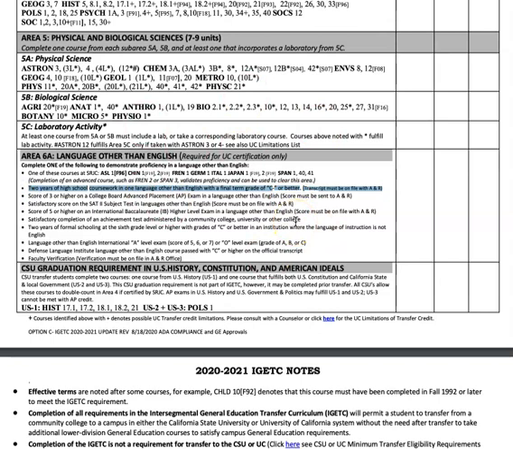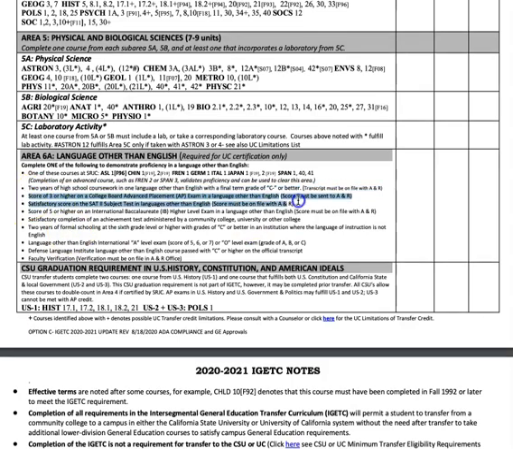And certifying your IGETC means your general ed, lower division general ed is complete for transfer. So when you get to the UC, you're not following that specific campus's general ed or the CSU. You have your general ed at the lower division level met.